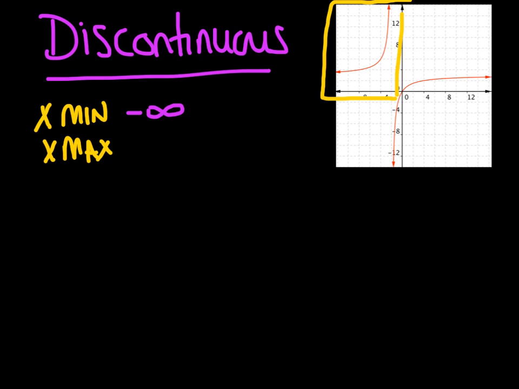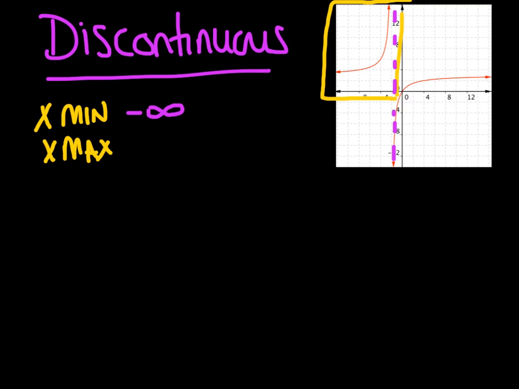Now, the x-max. As I go this way in just this section, you'll notice that the graph doesn't keep going forever this way. It goes up forever, but it doesn't hit this line here. And there's something called an asymptote there, and I'm going to slightly draw it in. There's this magic line called an asymptote, and we'll talk more about that later in the year.